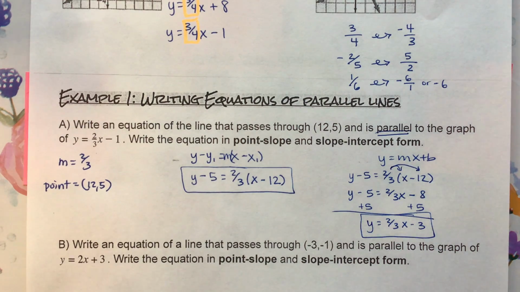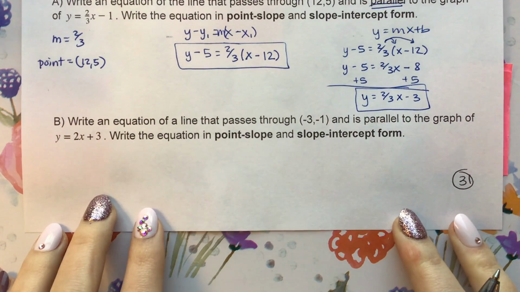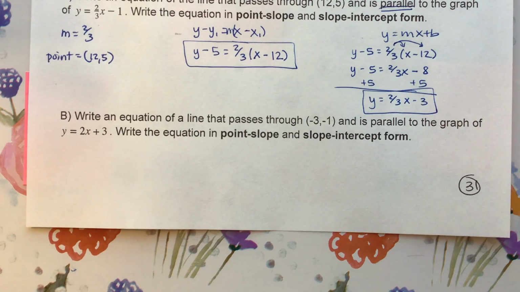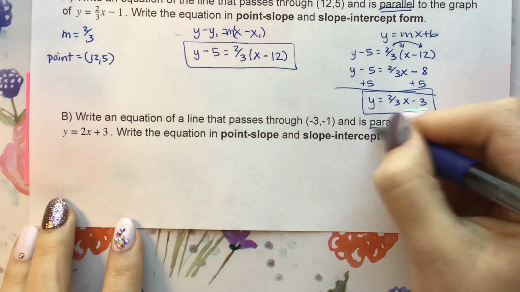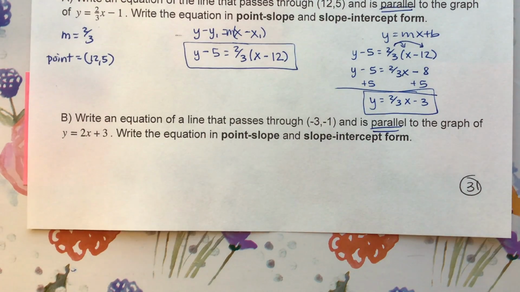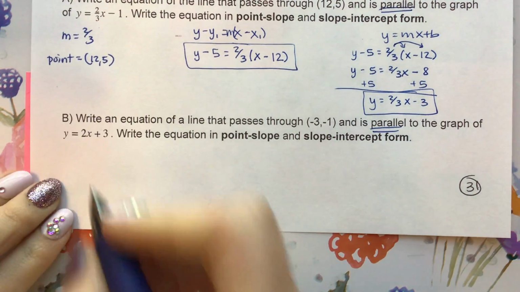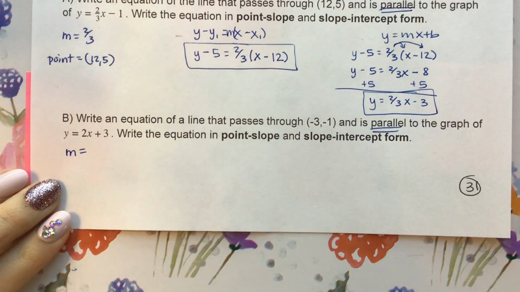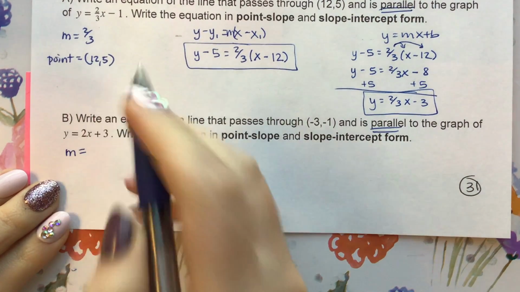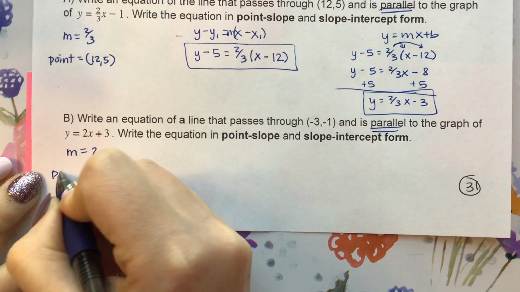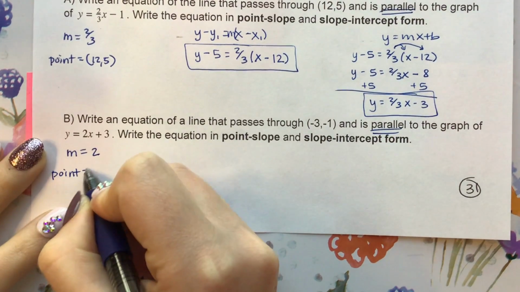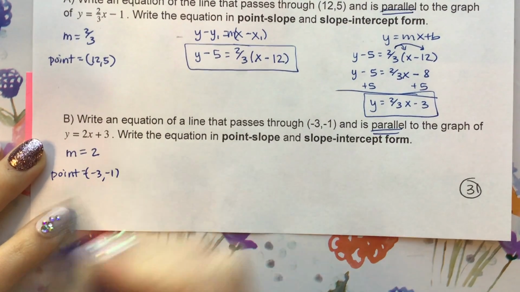Let's do that again. Write an equation of a line that passes through the point (-3, -1) and is parallel to the graph of y equals 2x plus 3. We want to write it in point slope form and slope intercept. So if I want it to be parallel, it needs to have the same slope. So my slope is going to be 2, and my point is going to equal (-3, -1).